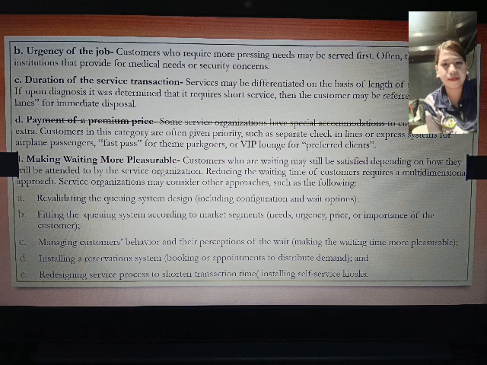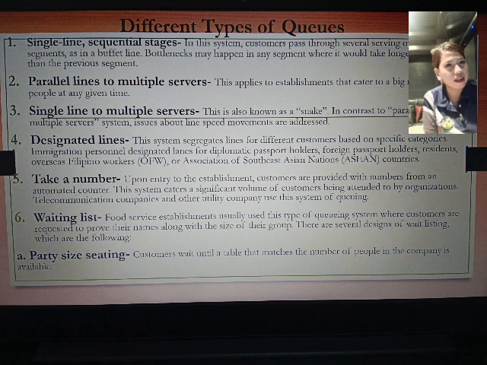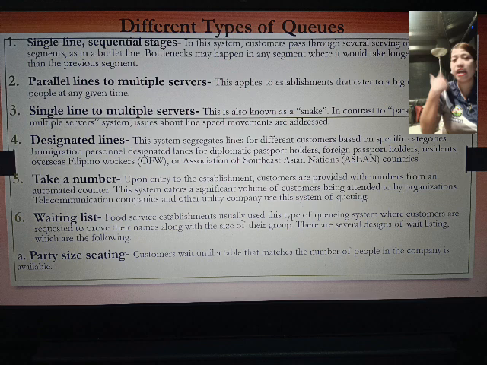We also have different types of queues. First is single line or sequential stages. In this system, customers pass through several serving operations or segments, as in a buffet line. Bottlenecks may happen in any segment where it would take longer to undertake than the previous segment. An example for this is an establishment where the system starts in sequence.